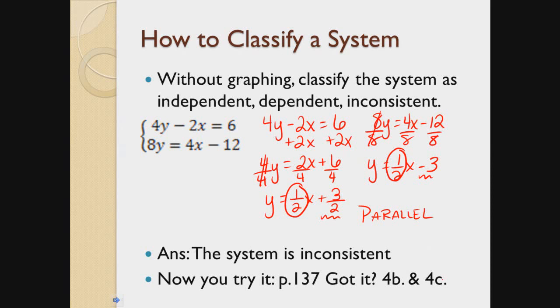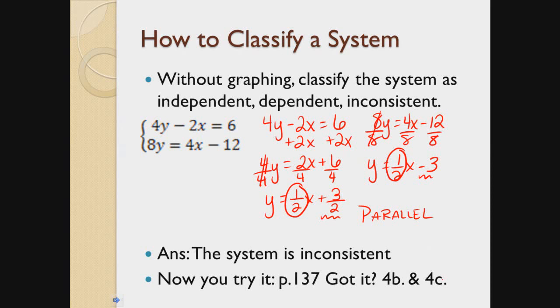For the second equation, 8y equals 4x minus 12. Divide everything by 8, and you would get y equals 1/2 x minus 3. Notice that both equations have the same slope. So what does that mean? It will mean that the lines will either be parallel or be the same line. So what do we need to look at next? We need to look at the y-intercept.